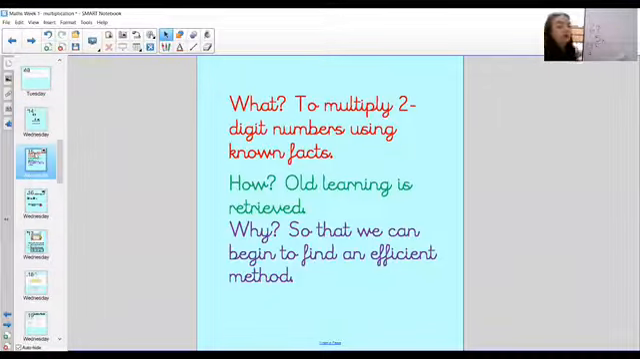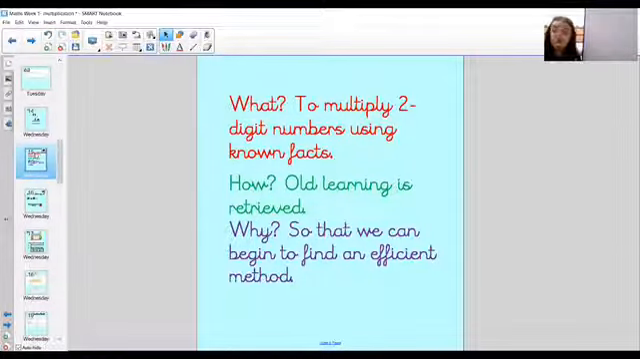As I've just said, we're going to be multiplying by two-digit numbers, but we're not going to go straight into using our column multiplication. We're going to start off by using our known facts. We're going to go back to that partitioning. So just keep that in mind.